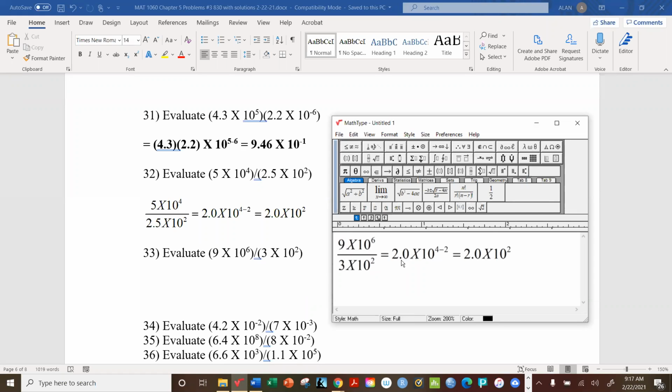Well, it's pretty clear that 9 over 3 is 3. And then we have in the exponent 6 minus 2.